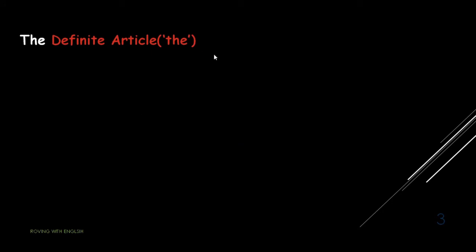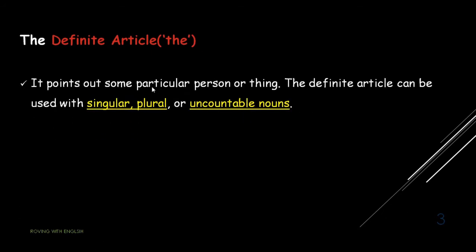Definite article, the. Definite articles point out some particular person or thing. The definite article can be used with singular, plural, or uncountable nouns. Singular and plural are countable, so it's basically countable or uncountable nouns.